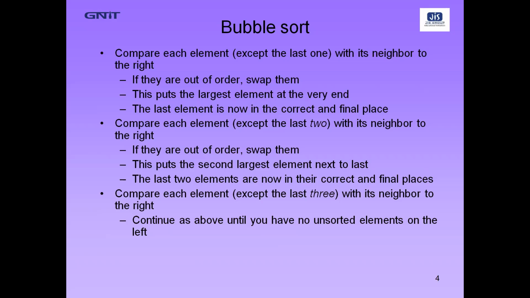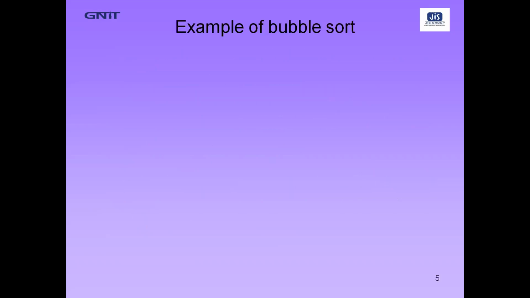If we want to perform descending order sorting with bubble sort, we just perform the reverse operation, and here also for n elements the total number of passes required is n minus 1. In most cases, the list items are already sorted before reaching n minus 1 passes. In the next slide, I am going to discuss one example of bubble sort.